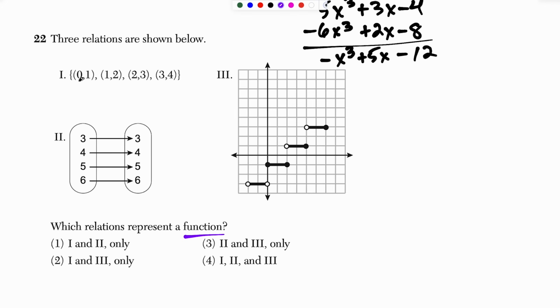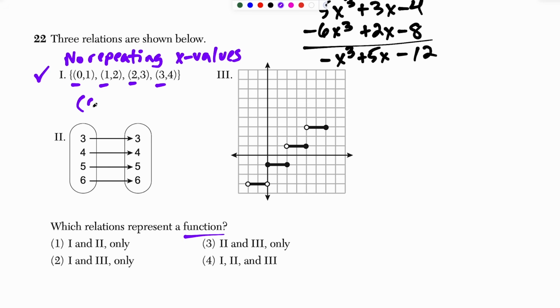So for Roman numeral 1, notice that none of the x values repeat. So that means all of these x's are going to their own place. So Roman numeral 1 is good because we have no repeating x values. Something that would be bad, and once in a while they ask questions like, which point, if added to the set, would make this relation not a function?